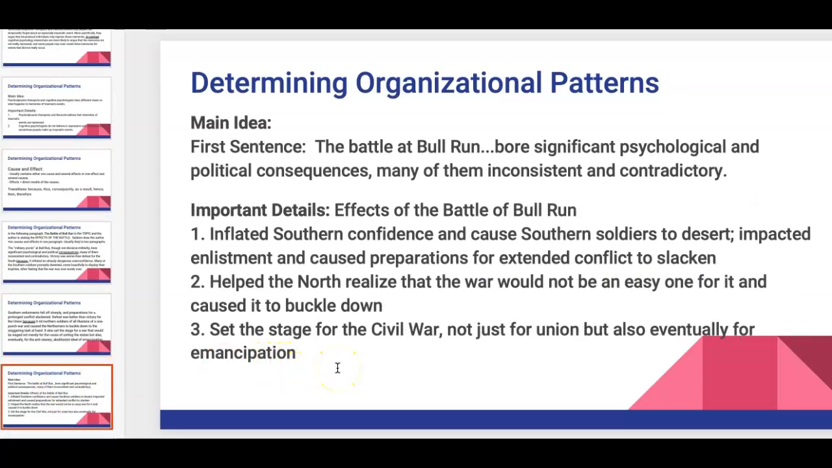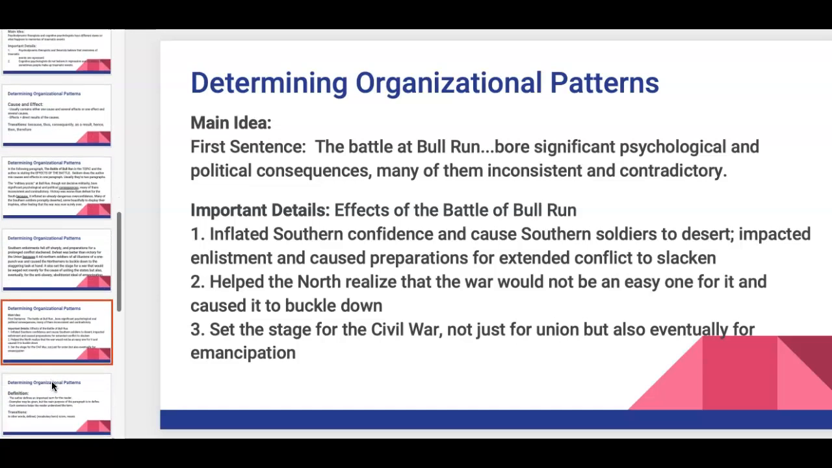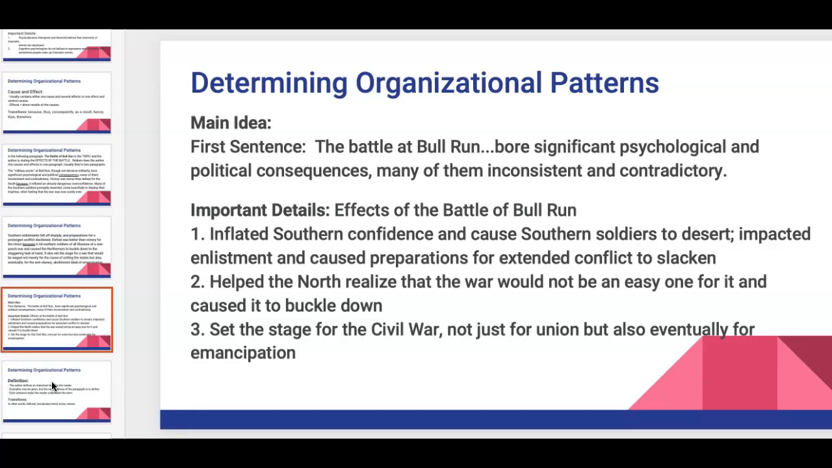Picking it apart. What's the main idea? The first sentence: the battle at Bull Run bore significant psychological and political consequences, many of them inconsistent and contradictory. And then the details were the Southern soldiers became too confident and therefore complacent. It also helped the North realize that the war wouldn't be easy, and it caused them to buckle down, and therefore it set the stage for the Civil War and for emancipation of slaves. So it was an important battle, and there were lots of causes and effects behind it.